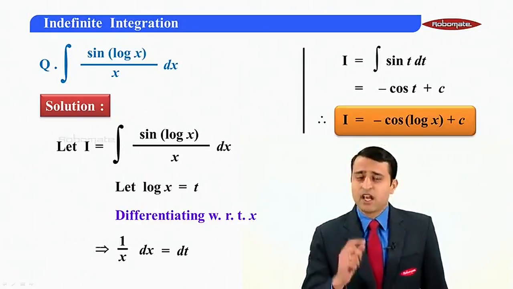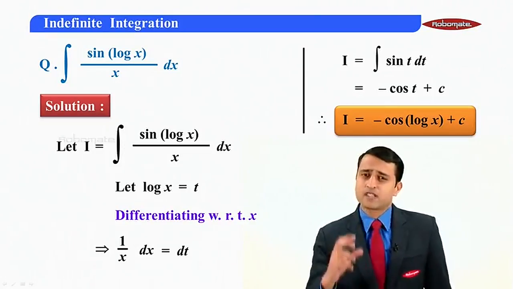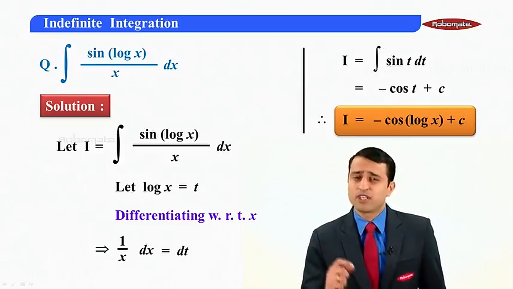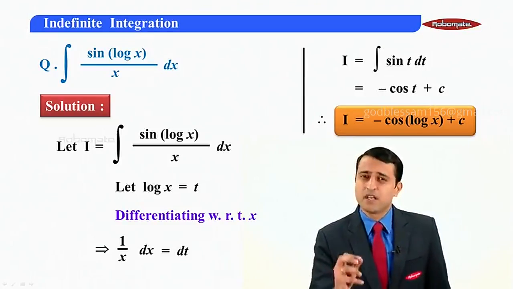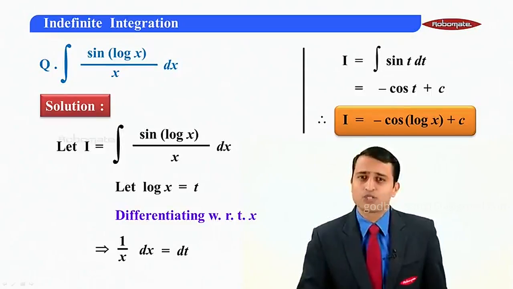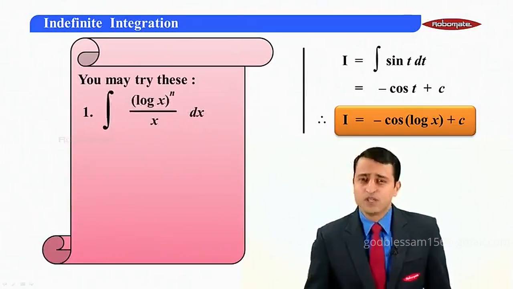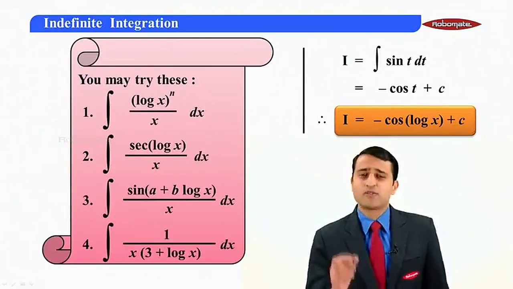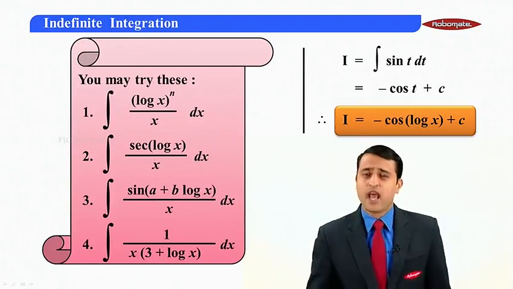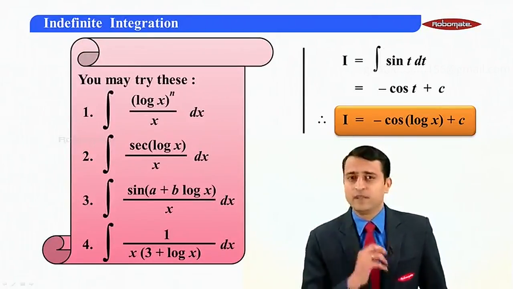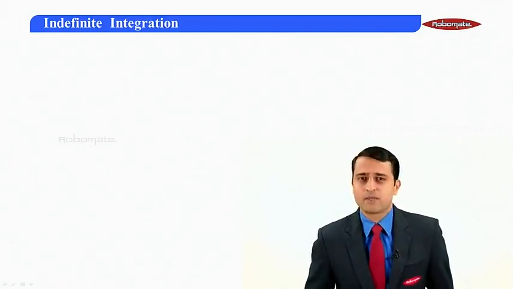Is that okay? Now having solved this sum, there are some more similar sums which can be solved using the same substitution, similar steps. What are those sums? There is a list for you. All these sums can be solved by using the substitution log x as t and (1 by x) dx as dt. Let us take one more example, students.